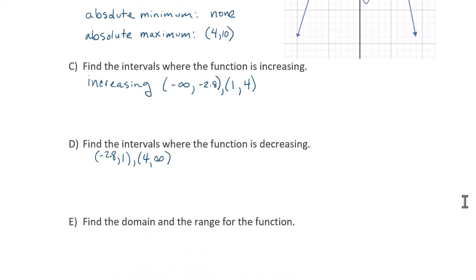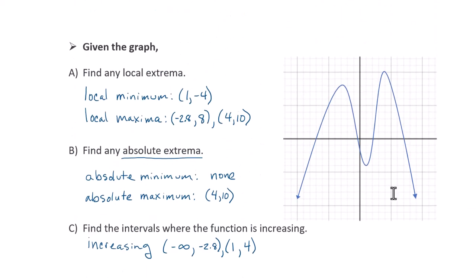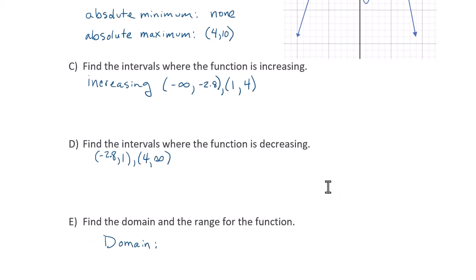And the last question on here, find the domain and range for the function. So remember, the domain is the set of all the x's. This is going this way forever, which means it's going to continue to cover all these x's, and this is going this way forever, which means it's eventually going to cover all of those x's. So our domain for this function is going to be from negative infinity to positive infinity.